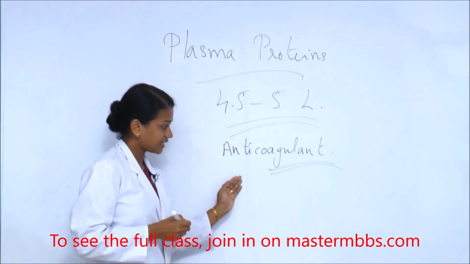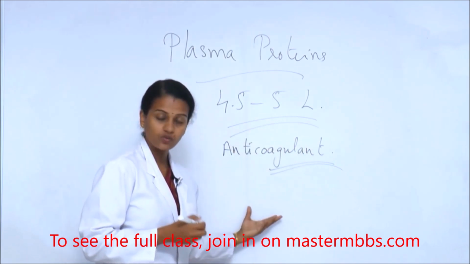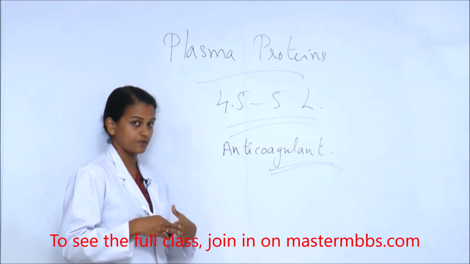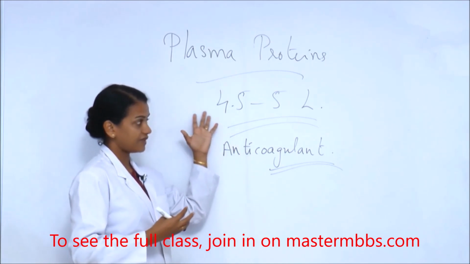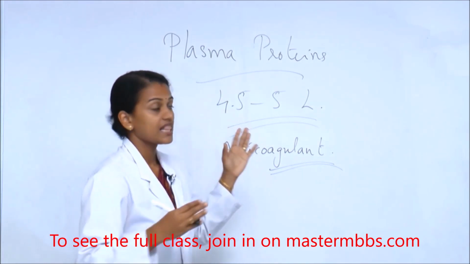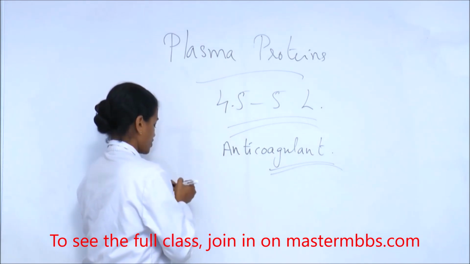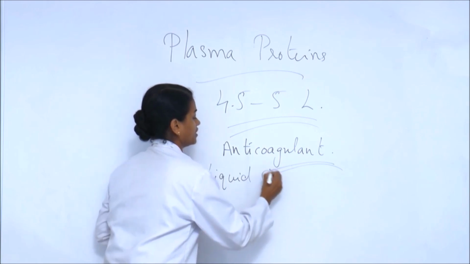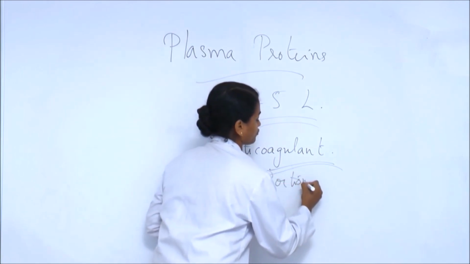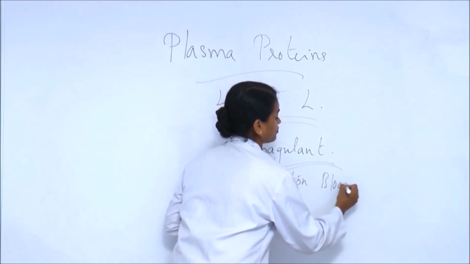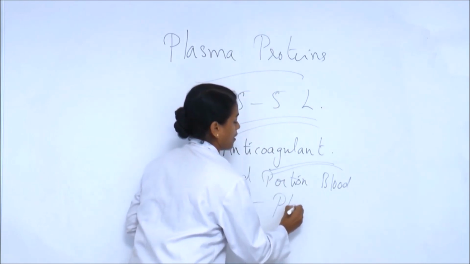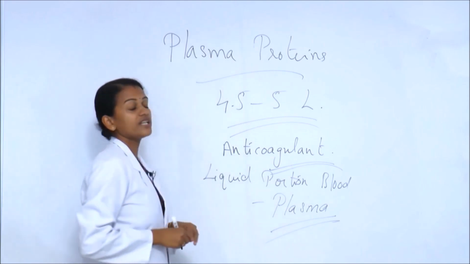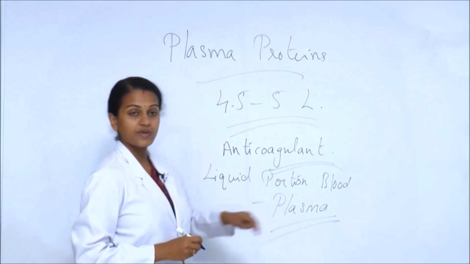So you collect the blood sample, you centrifuge it, what will happen? All the cell particles will settle down once you centrifuge it, and the liquid portion of your blood will ooze out. That liquid portion of blood, you refer to as plasma. So today we are going to see all the proteins that are present in the plasma component.